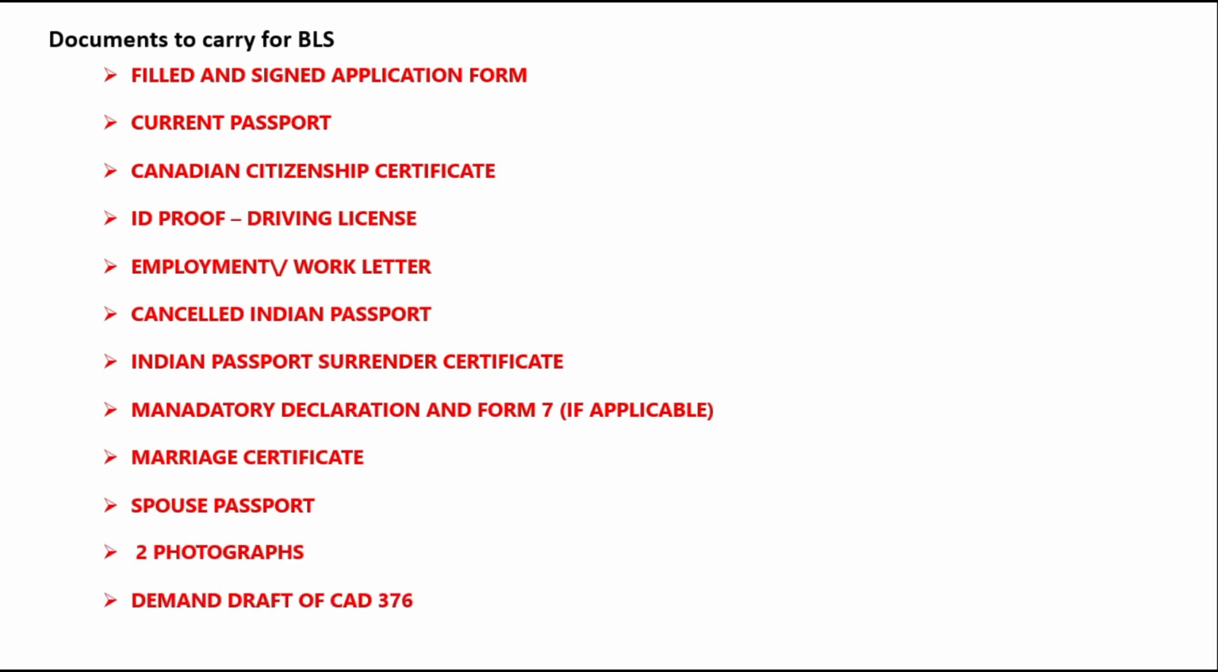2 photographs. Demand draft of CAD 3726. You need to check with the BLS website for whose favor the DD has to be created, because it is different for different jurisdictions. So for Toronto it is different, for Ottawa it is different. So check at the BLS website the amount for which the DD needs to be prepared, as well as the favor in which the DD needs to be prepared. Filled and signed checklist. So these are the documents if you carry and upload, you'll be able to submit your OCI application in one go, and you don't need to take the premium lounge service, and they won't be able to reject your application.